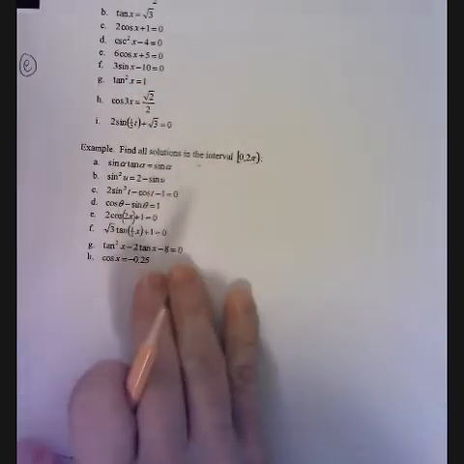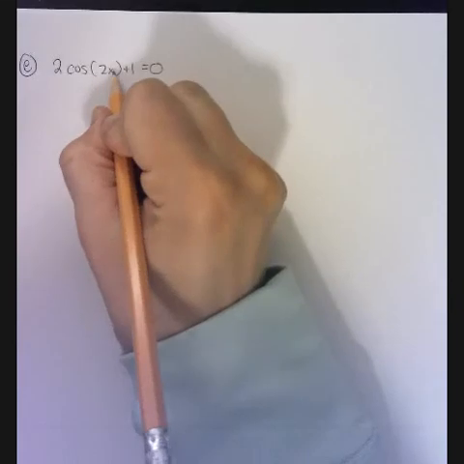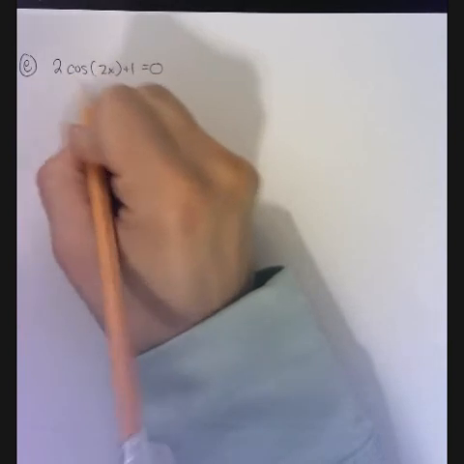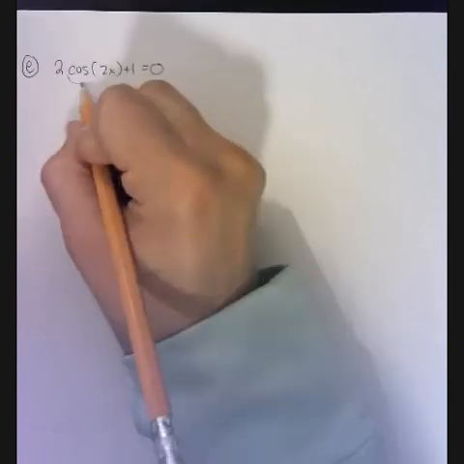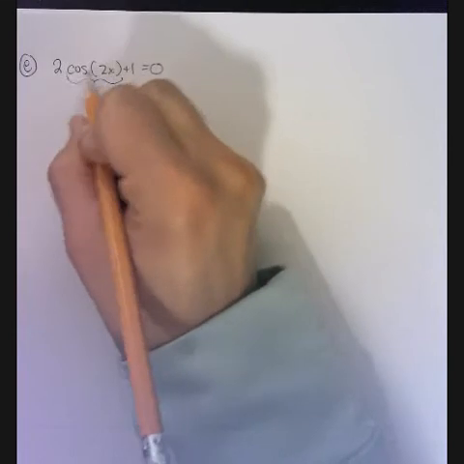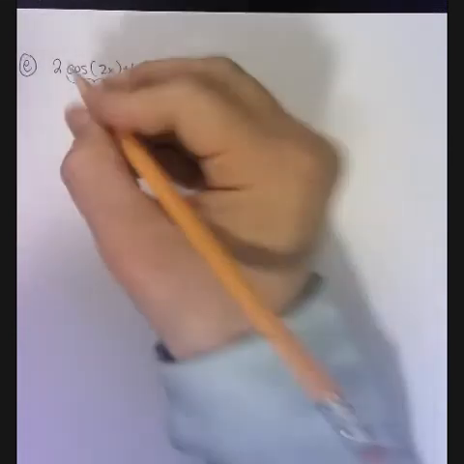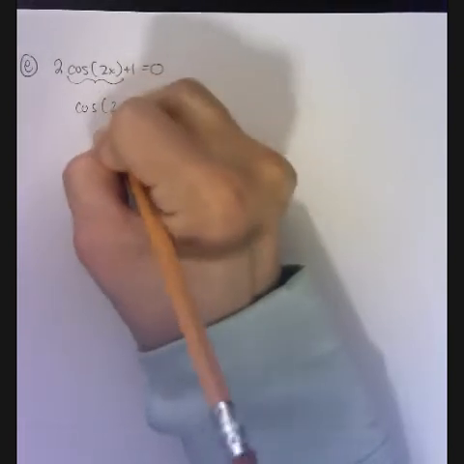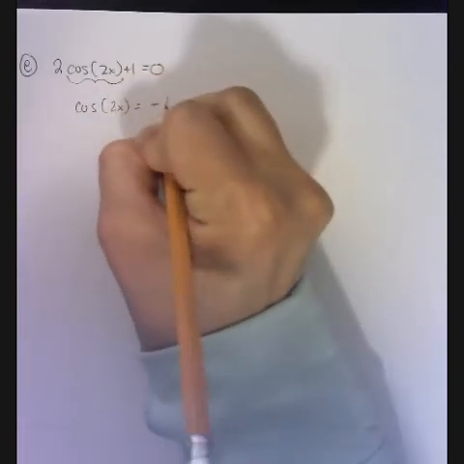Okay, so we have a double angle in here, so there's going to be a period change. We'll deal with that later. Right now we just want to isolate the cosine part, so we can move this 1 over and divide by 2. We get cosine of 2x equals negative 1 divided by 2.